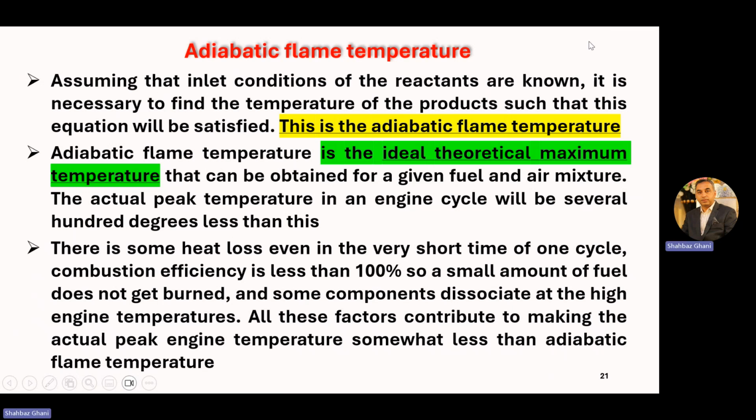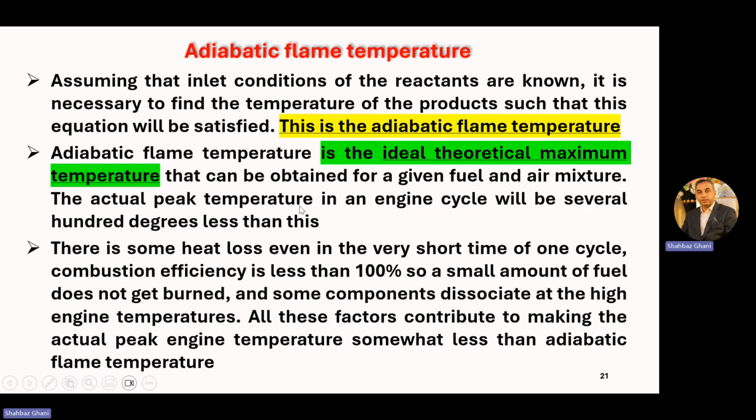Now, adiabatic flame temperature: assuming that the inlet conditions of the reactants are known, it is necessary to find the temperature of the products such that this equation will be satisfied. This is the adiabatic flame temperature. Adiabatic flame temperature is the ideal theoretical maximum temperature that can be obtained for a given fuel and air mixture.